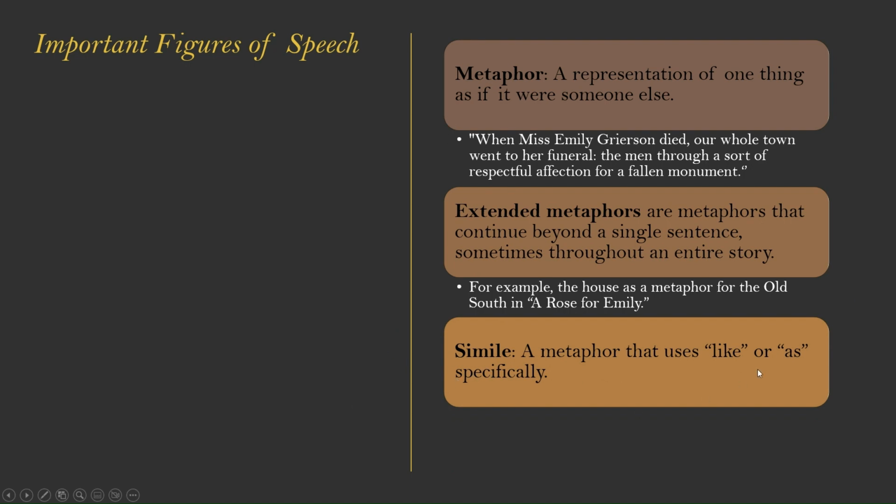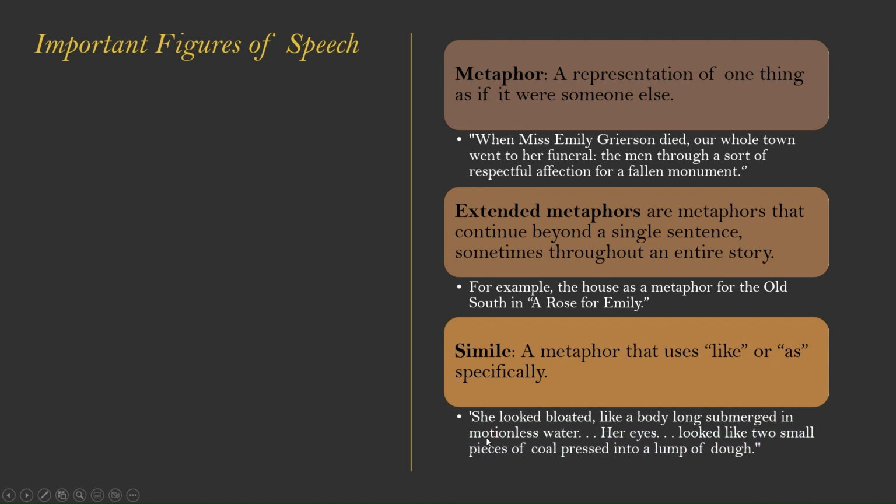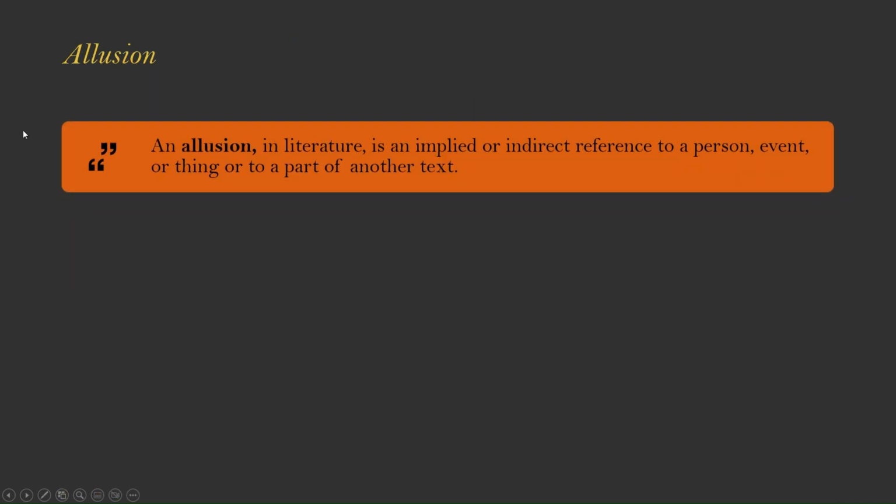The simile is the exact same thing as a metaphor, except it uses like or as. So she looked bloated like a body long submerged in water. Her eyes looked like two small pieces of coal. This is a simile form, but if it said her eyes were two small pieces of coal, that's a metaphor. A simile is when you say like, when you're just comparing the two. A metaphor is when you say they are two different things.